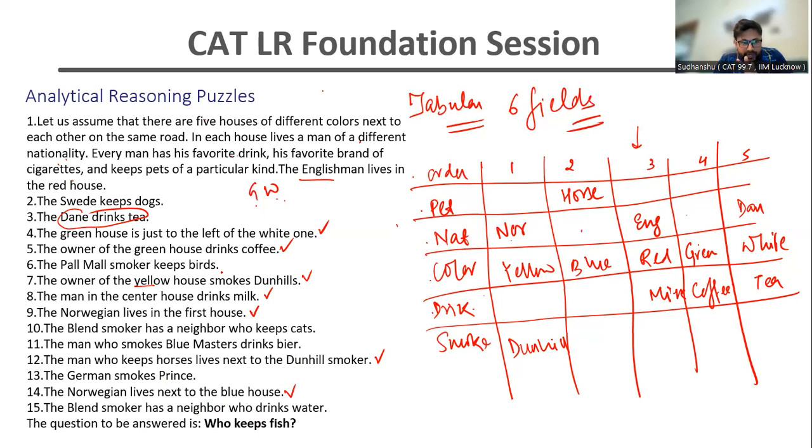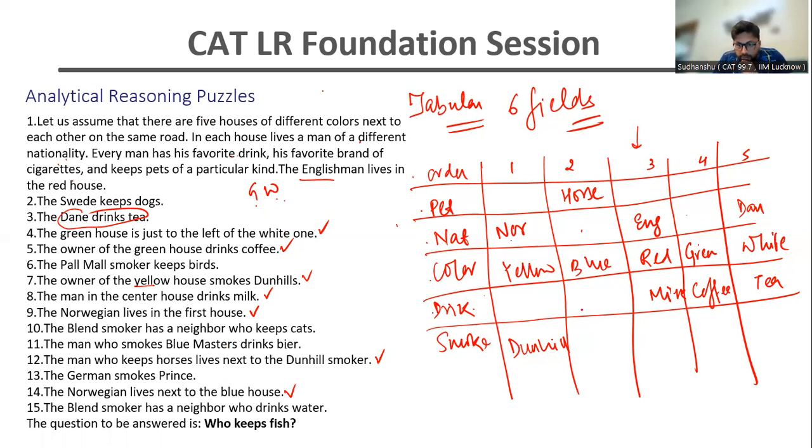Okay, that is also right now very vague, so I'm not using it. The Swedish keeps dogs is very vague, so I'm not trying to put it here. The man who smokes Blue Master drinks beer. This is very interesting, although the spelling is slightly off, but the man who smokes Blue Master drinks beer.